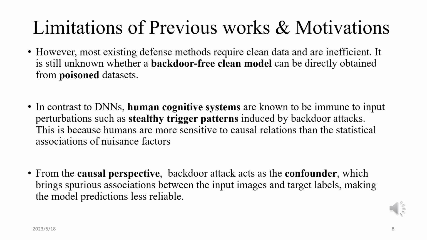In contrast to deep neural networks, human cognitive systems are known to be immune to input perturbations such as stealthy trigger patterns induced by backdoor attacks. This is because humans are more sensitive to causal relations than to statistical associations and noise factors. From the causal perspective, backdoor attacks act as the confounder, which brings spurious associations between the input images and target labels, making the model predictions less reliable.